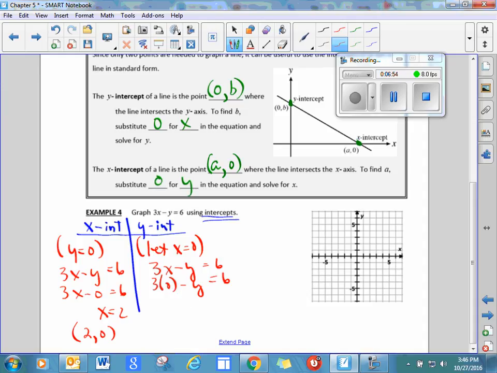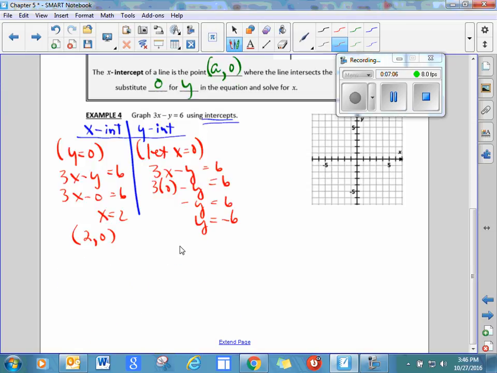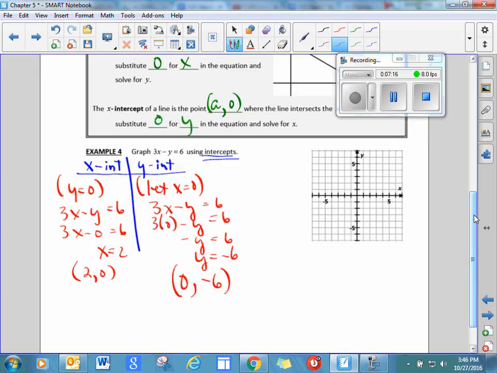0 minus y equals 6, and we want y to be positive, so we have to multiply through by a negative 1, and we get positive y equals negative 6. So again, we're going to write this as an ordered pair. We let x be 0, so we know that's 0, and y ended up being negative 6. So here we go. We're going to plot our little graph. We're going to go to our first point on the line, the x-intercept, 1, 2, 0, right there. And then we're going to go to the y-intercept, 0, negative 6, down here.